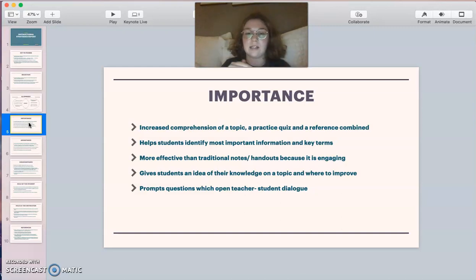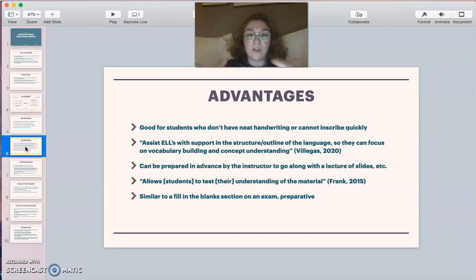That often gets them to ask other students or refer to the textbook or sometimes ask the teacher, which I think is great. And then kind of on that same note, some advantages to this strategy are that it is good for students who don't have very neat handwriting or can't inscribe quickly. It makes it easier for them to read back on their notes because part of them are typed.